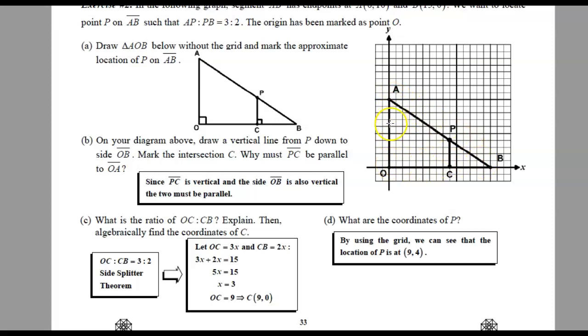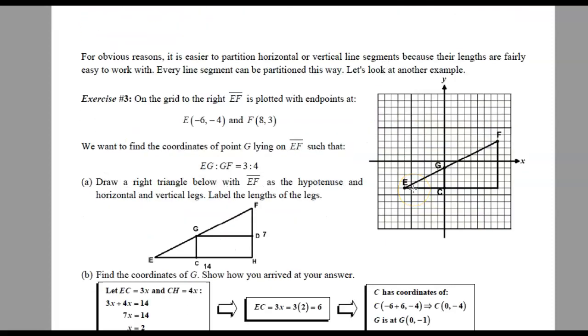Split the down 10 into 6 and 4, that's equivalent to 3 and 2, and split the over 15 into 9 and 6. So you can do it with slope as well. I think side splitter is going to be your best bet, but if you prefer slope, you can do it that way. You can get there that way.